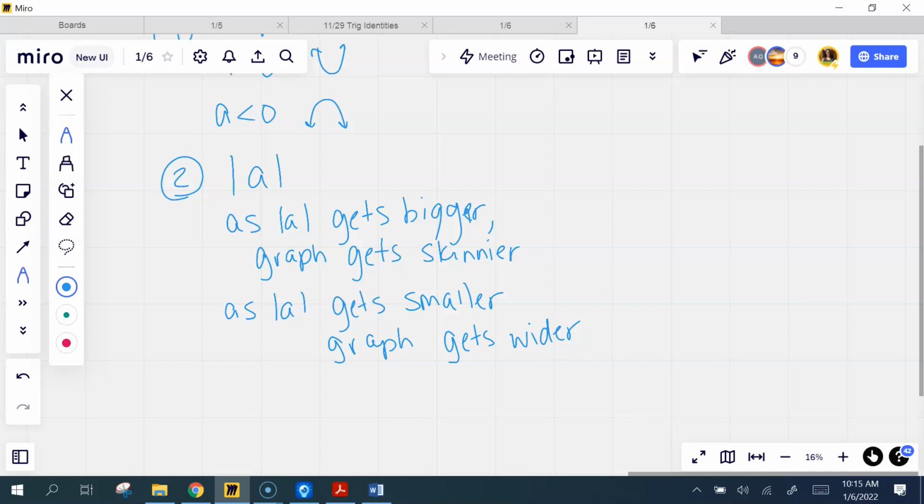I'm going to give you just a second to copy that down and kind of take that in, and then I'll show you. I keep saying wider. I'm going to just talk to you while you finish. But the standard, the average normal parent graph here is a value of 1 when A is 1. So that's kind of what I compare it to. I say, is it bigger than or smaller than when A is 1? So 1 would be your average quadratic graph.